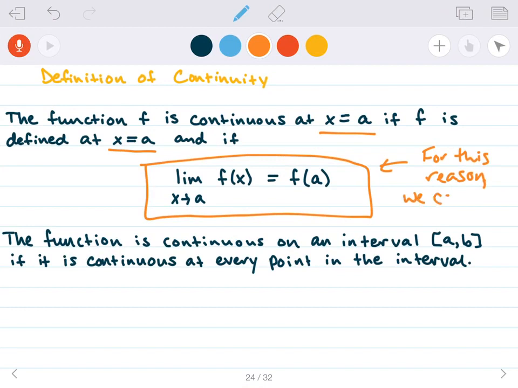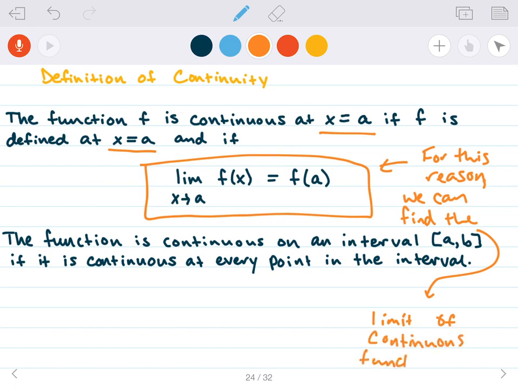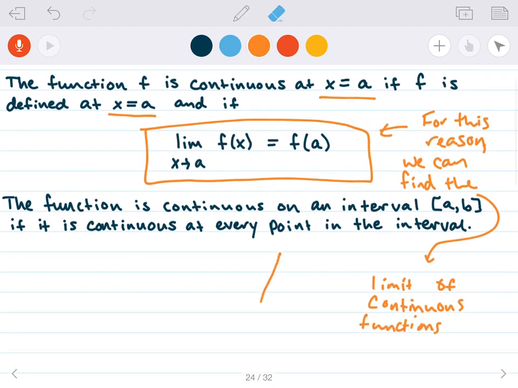And for this reason, we can find the limit of continuous functions by substitution. And I'm going to show you what I mean by that.